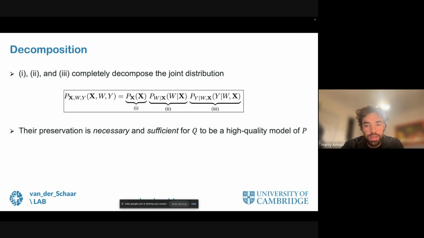And we can see this decomposition here. And so therefore we claim that their preservation is both necessary for the previous reasons and sufficient, since they completely decompose the joint distribution for a synthetic data generator Q to be a high quality model of P in this use case for medical causal inference. And so therefore they establish our three desiderata. We want synthetic data to preserve the covariate distribution, to preserve the treatment assignment mechanism, and to preserve the outcome generation mechanism.